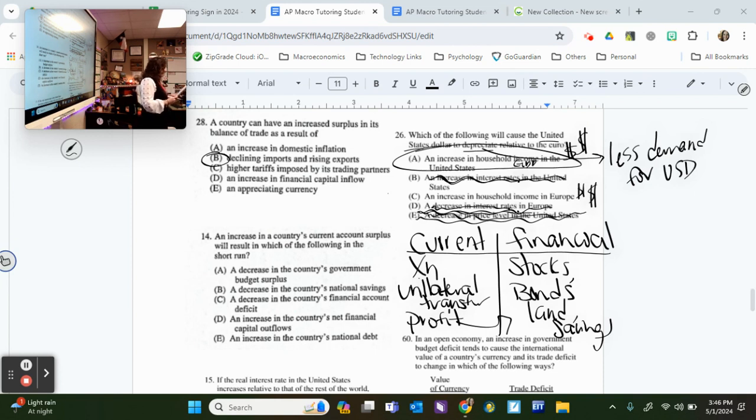And depression. An increase in the country's current account surplus will result in which of the following in the short run? So, current account surplus. There's more of a surplus. Y'all remember about the balance of payments, what they do if there's a surplus in one account? There's a deficit or outflow in the other. If money's flowing in one account, it's flowing out of the other. They balance each other. So it's got to be D. There's an increase in the financial account outflows. There is a deficit. That's what this one is saying, deficit. It is D as in dog.